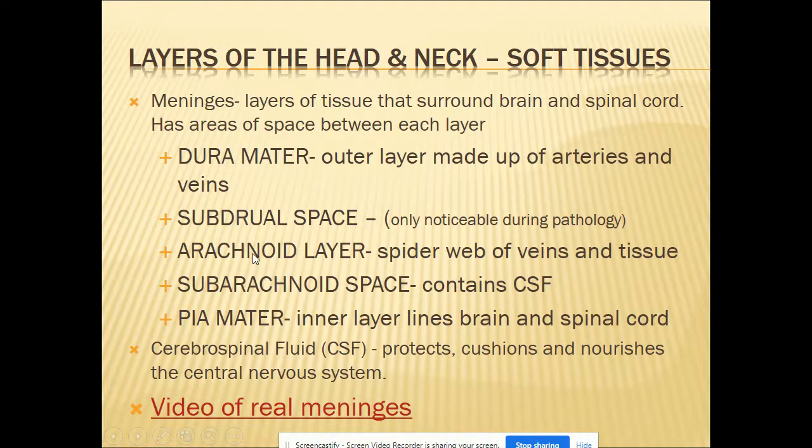The arachnoid layer, a spider web of veins and tissue. So it gets the name arachnoid for spiders, spider webs. Subarachnoid space, which contains cerebrospinal fluid. That's what that stands for. And then the pia mater, which is the innermost layer that lines the brain and the spinal cord. The spinal cord also has those three layers. Cerebrospinal fluid, a little bit of extra information there, protects, cushions, and nourishes the central nervous system. So really important. So that is the information about meninges.